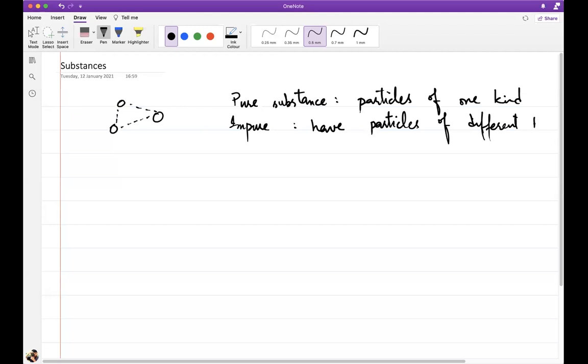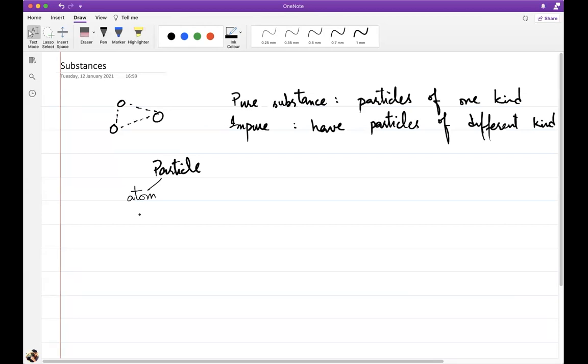So let's try to explain this. What do I mean by particle? A particle is a small enough part of matter that can act on its own. So an atom is a particle. A particle is a general term, and an atom would be a particle because an atom can act on its own, it can remain on its own.